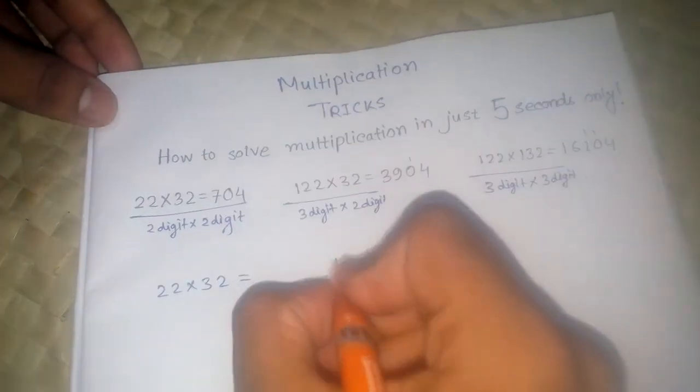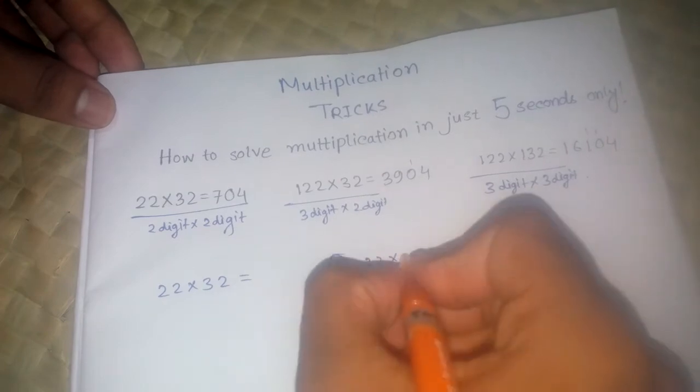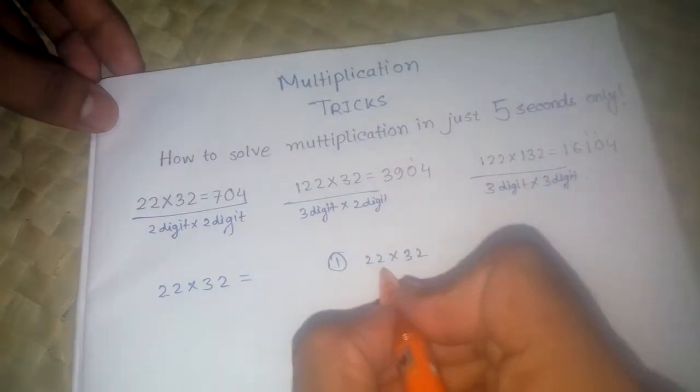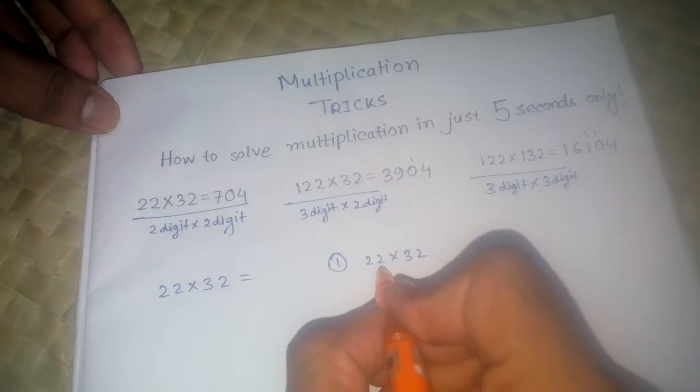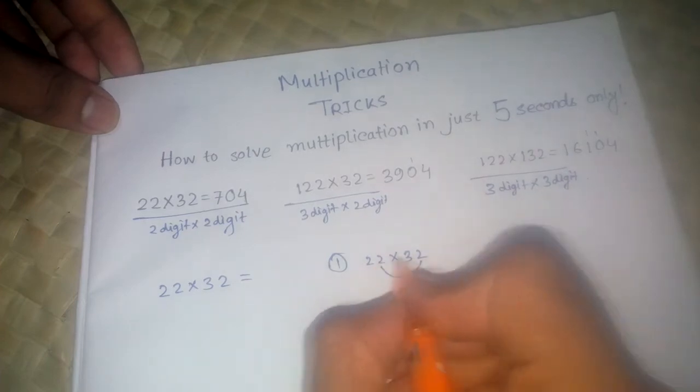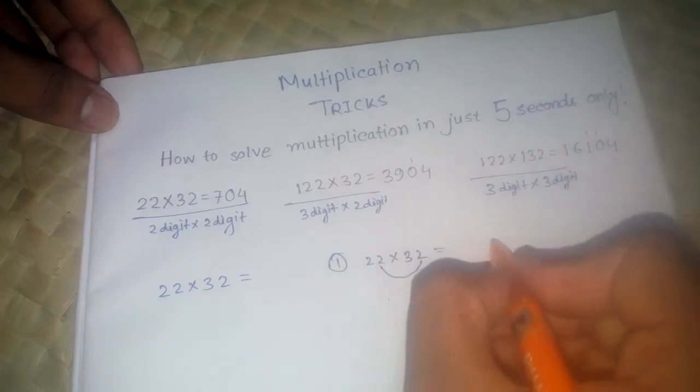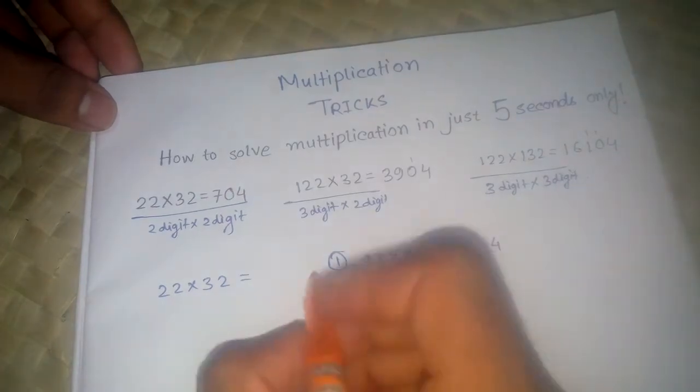So our first step will be, I will multiply the last digit of these two numbers, that is 2 and the 2, right? So it will become 4, right?